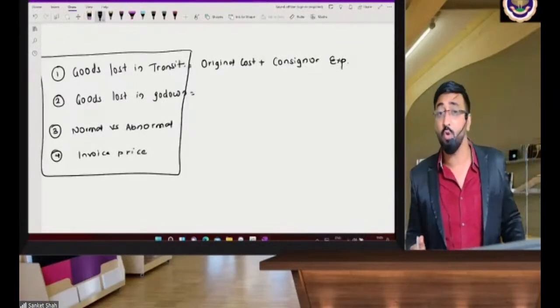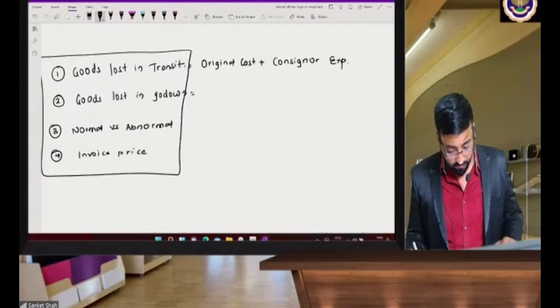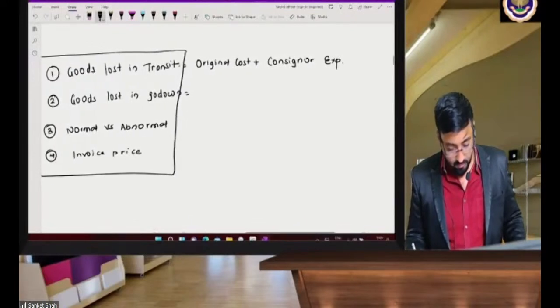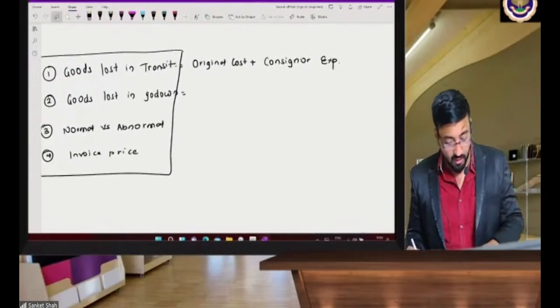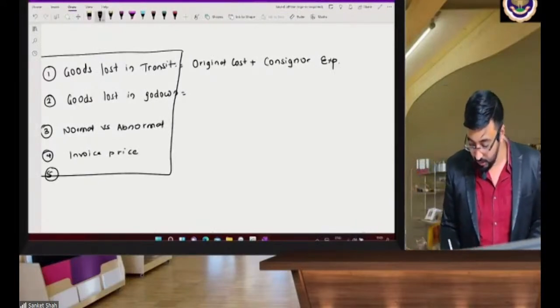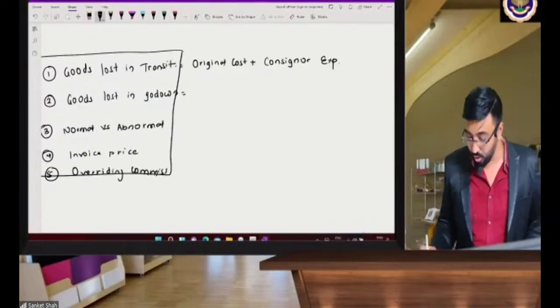Now, what about goods lost in godown? Okay, debtor, creditor, commission also. Yes, overriding commission also. Yashoda, I forgot that. One more question: what is overriding commission? So this is the fifth question. This is your homework actually.